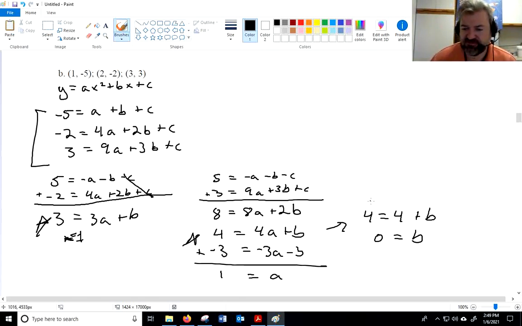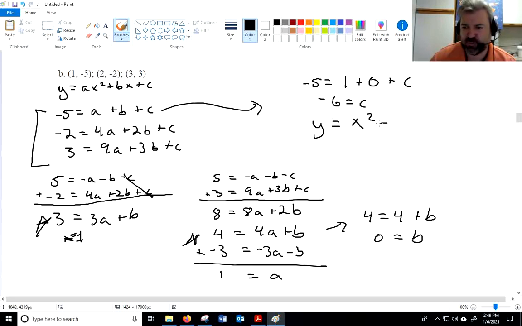All right, now that we know that, we can get the c value. I'll use this original equation here. -5 is equal to 1a plus 0 for b plus c. So -6 is equal to c. So our equation appears to be y equals x squared minus 6.